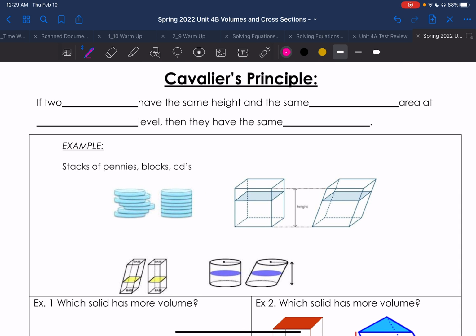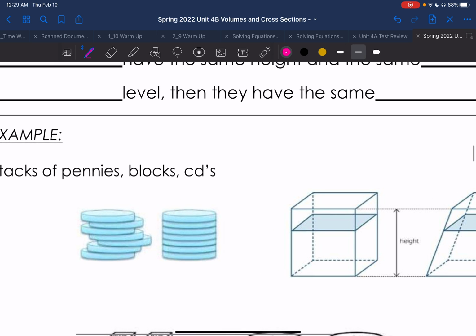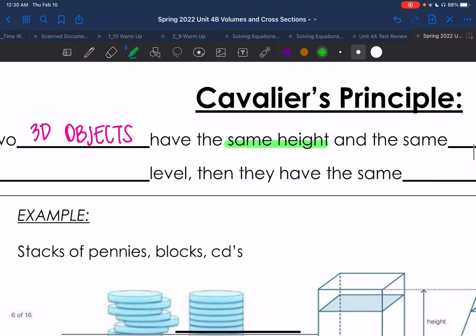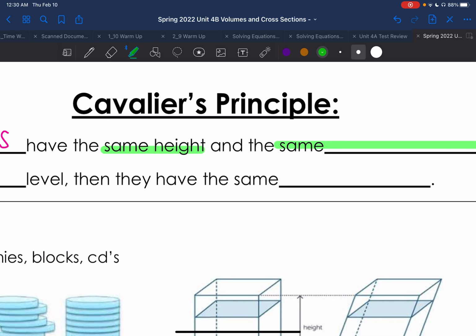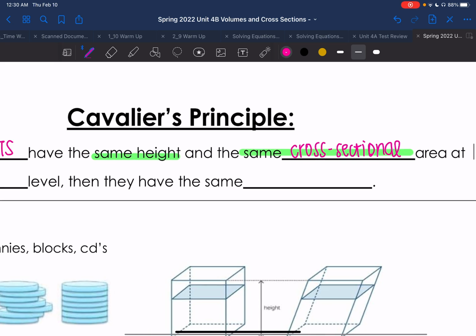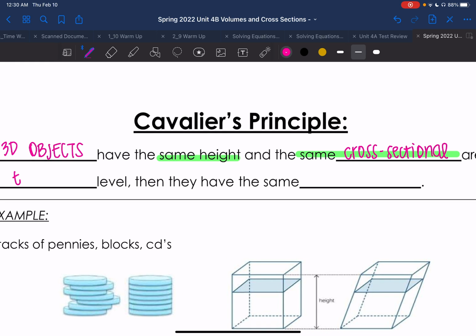All right, Cavalieri's principle. Cavalieri's principle says if two 3D objects, so three-dimensional objects, cone, cylinder, sphere, stuff like that, have the same height and the same cross-sectional area at every level, then they have the same volume.